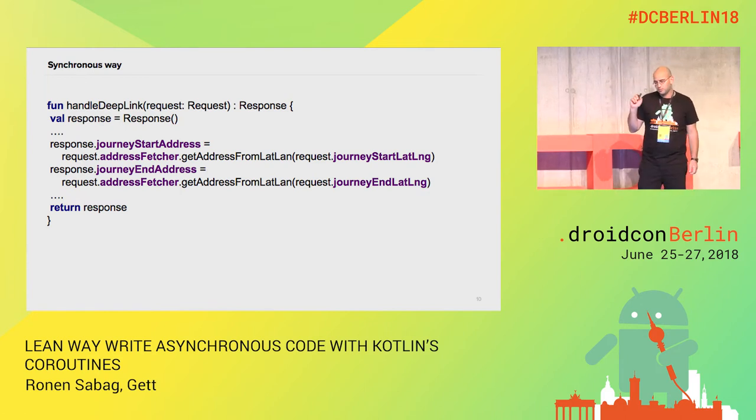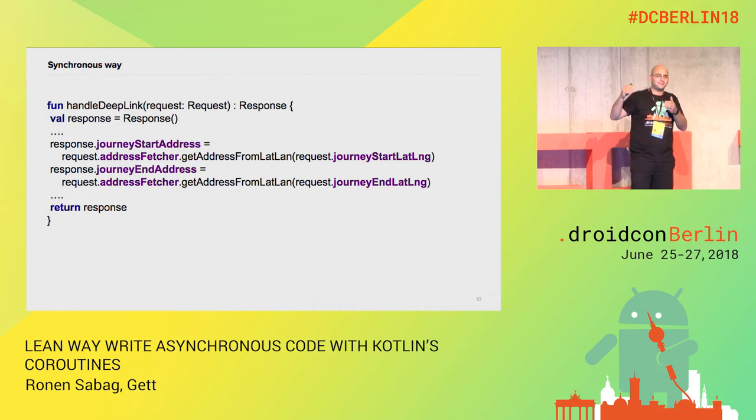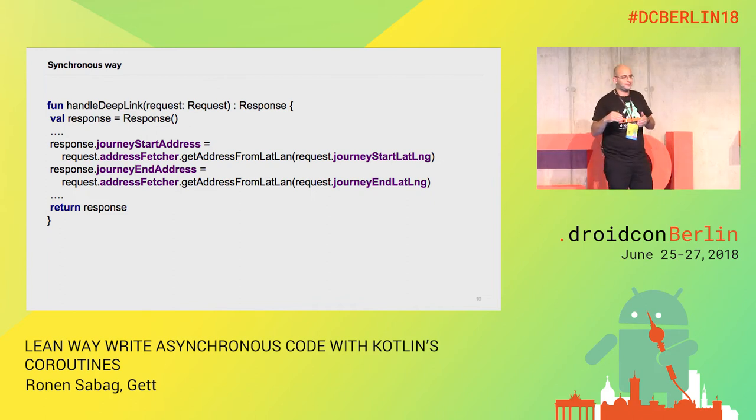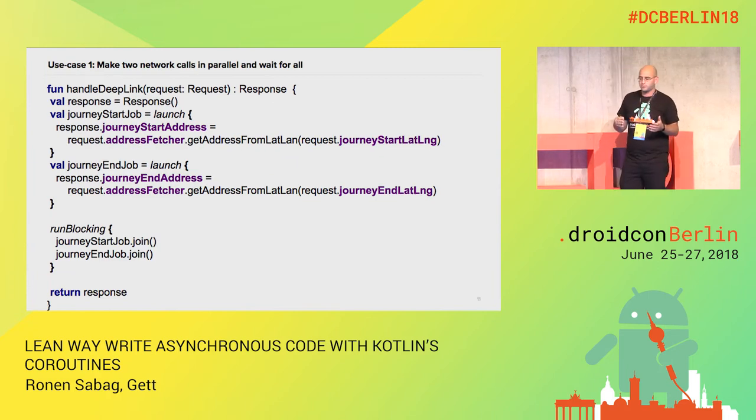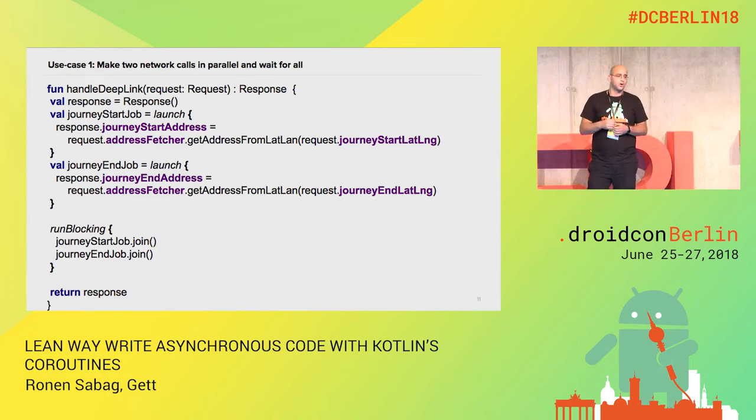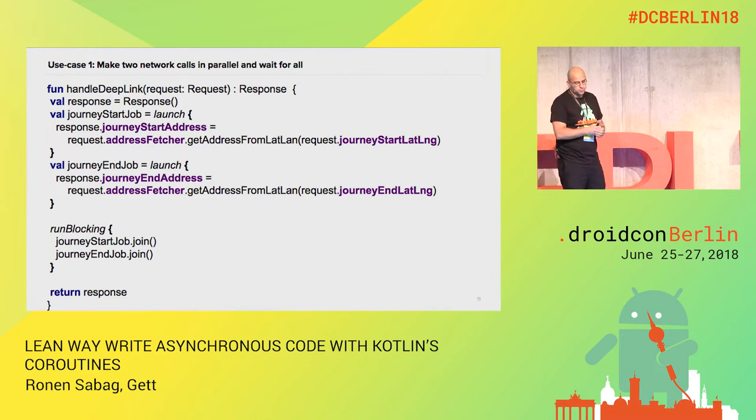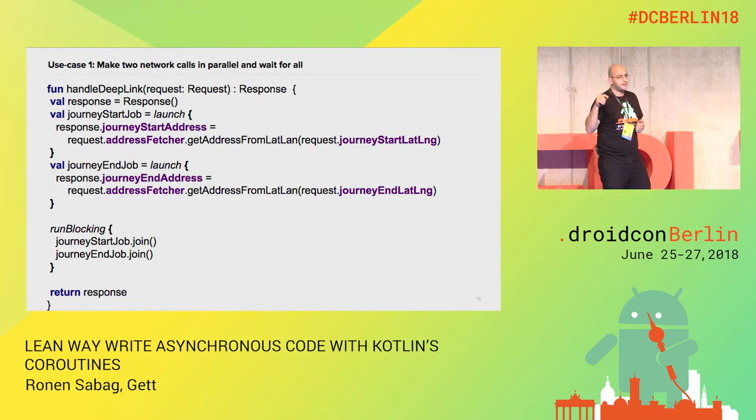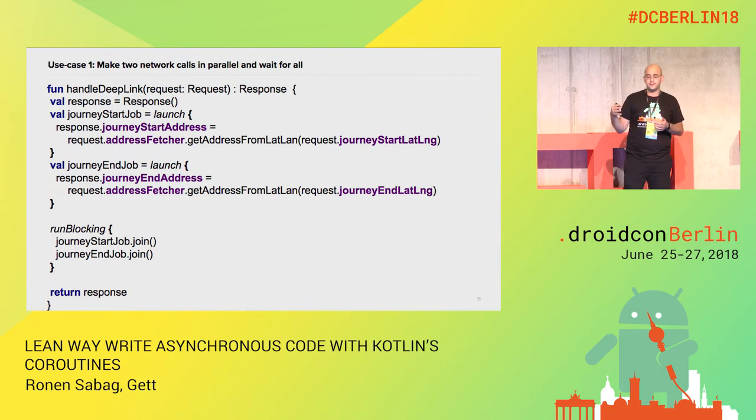So this is how we're going to do it in a synchronous way. We're going to do the first one, and after that, we're going to do the second one. But I can actually do it in parallel. So in coroutines, I can do it like this in parallel. I'm going to first explain what launch is. Launch is a coroutine function which gets a lambda. Everything inside the lambda is going to run immediately.